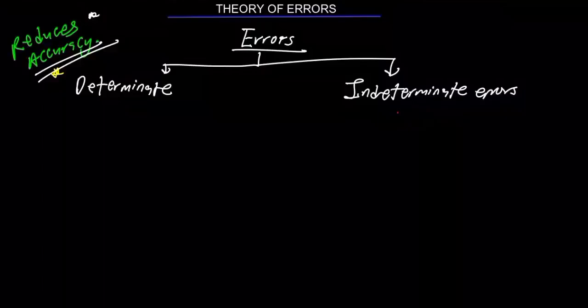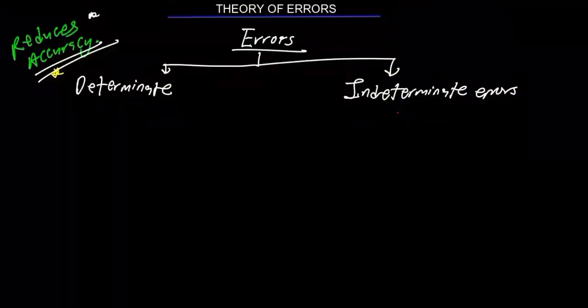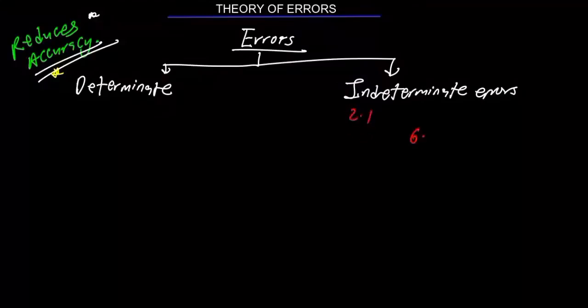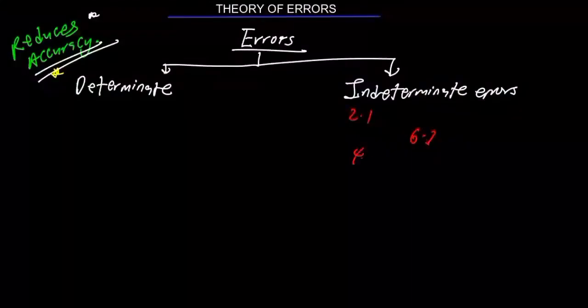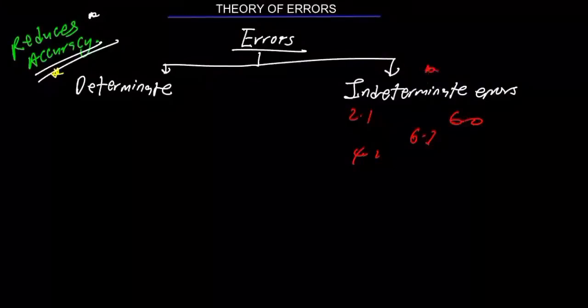Are we together? So the accumulated effect of this indeterminate error causes replicate measurements to fluctuate. Let me say I'm taking some measurements now. The measurements will be fluctuating around the mean. For example, I can have, let me say, 2.1. Next I can have 6.3. Next I can have 4.2. Next I can have 6.0. So these values will be fluctuating around the mean. So in a nutshell, for indeterminate error, the sources cannot be determined.